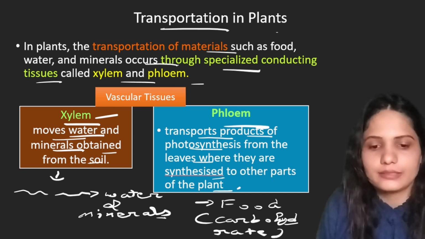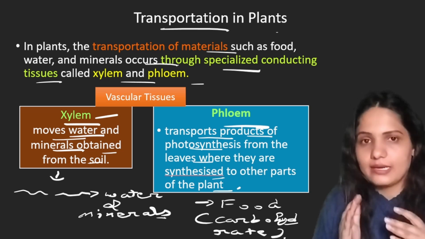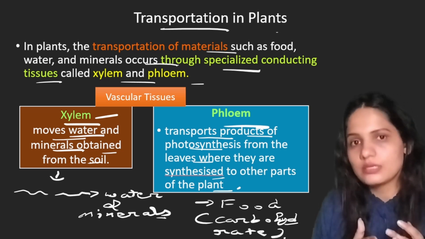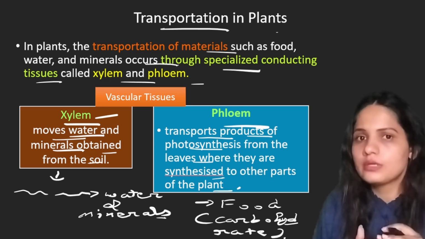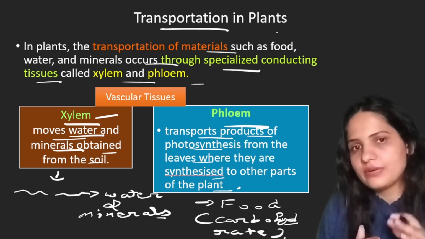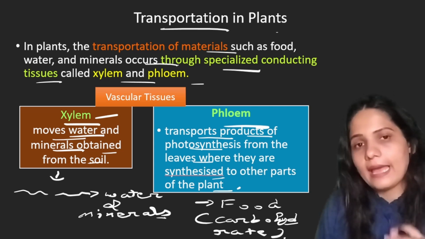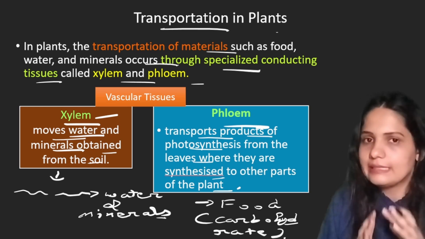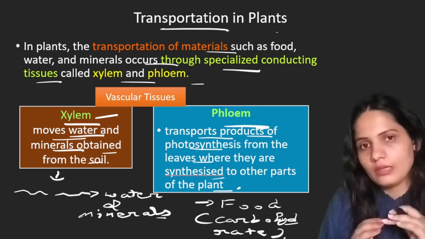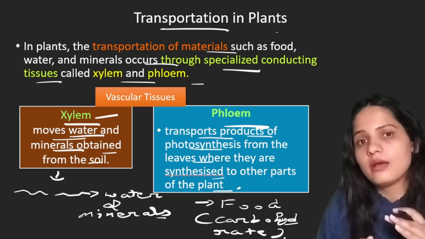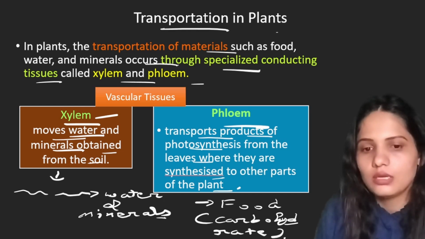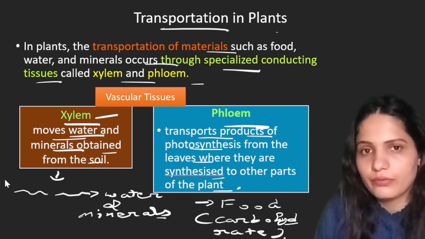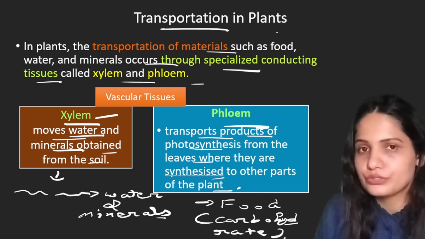Carbohydrate. Understood? Xylem transports water and minerals throughout the plant body, and phloem transports food, that is carbohydrate, to different parts of the body. This carbohydrate is stored in the leaves of the plant. So phloem transports carbohydrate from the leaves of the plant to the other parts. This is about xylem and phloem, the vascular tissues in plants.